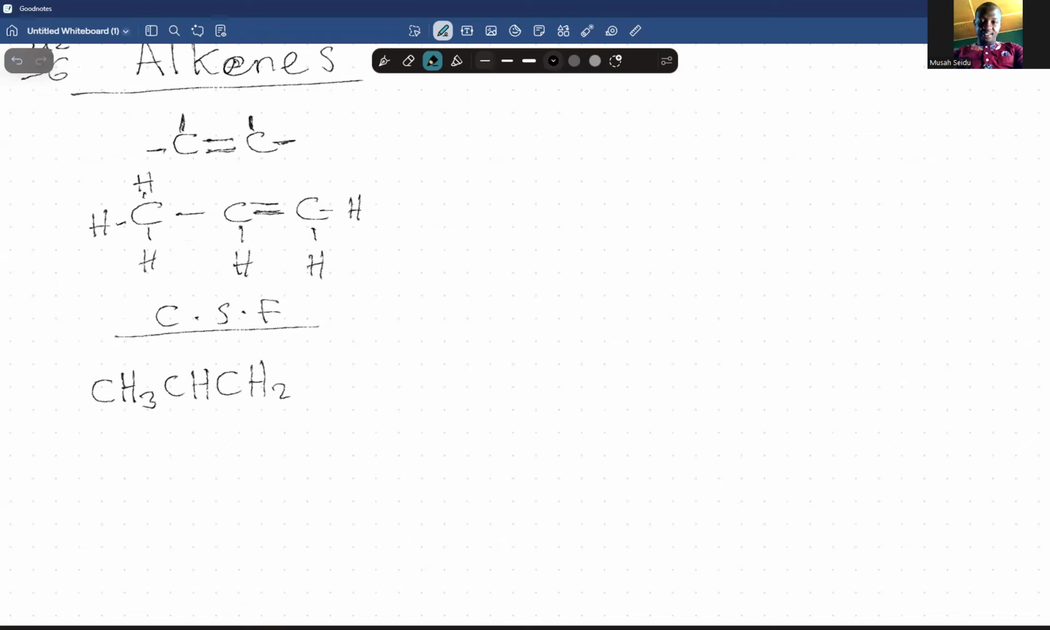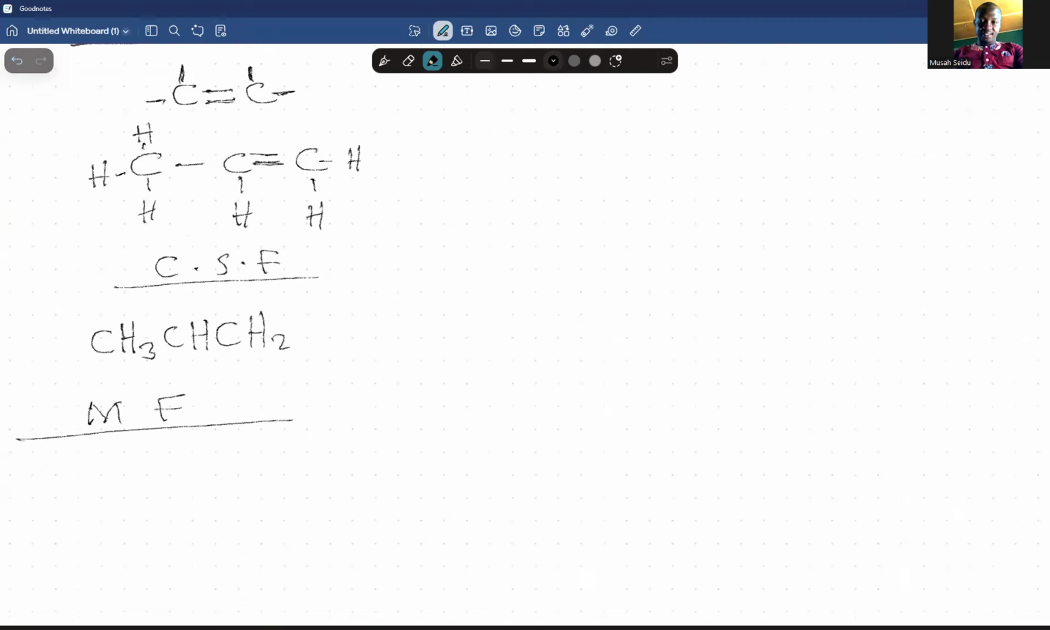So how do I write the molecular formula of the same alkane? Now, I need to ask myself, how many carbons do I have in total? I have 3 carbons. If I count from here, I have 1, 2, 3. So therefore, I have 3 carbons.